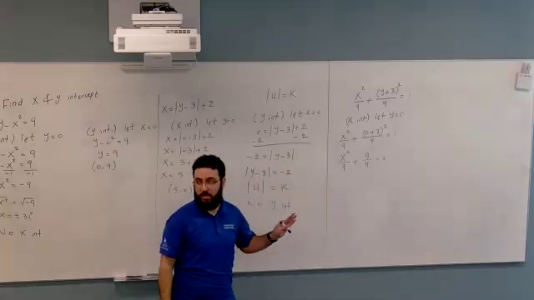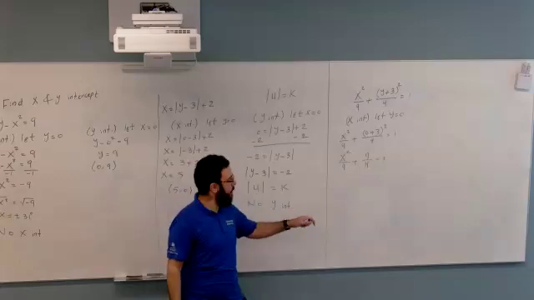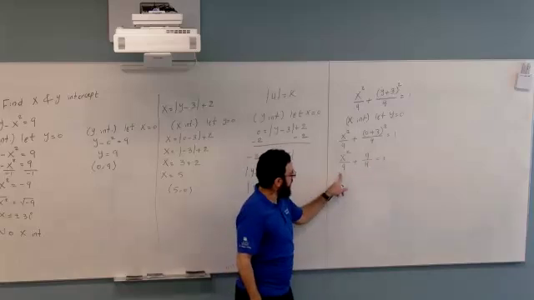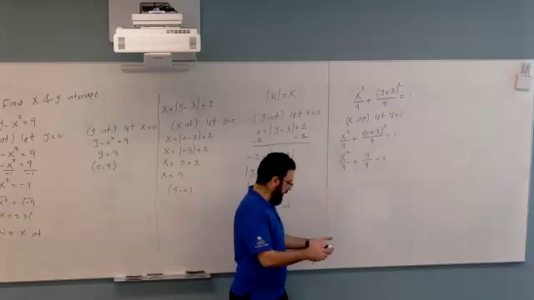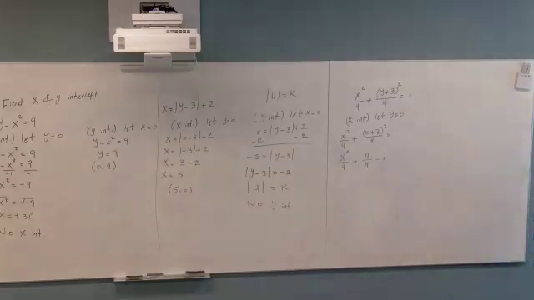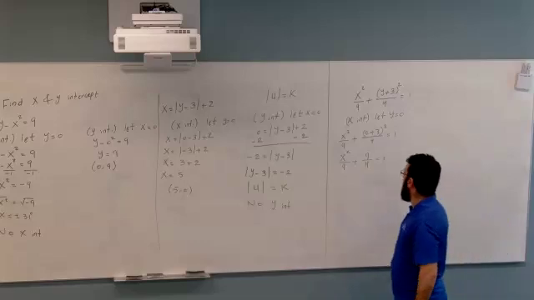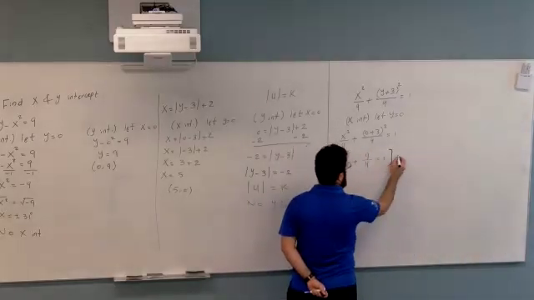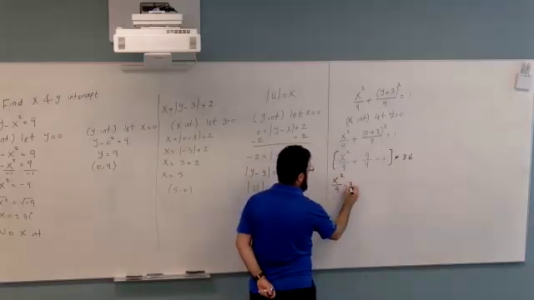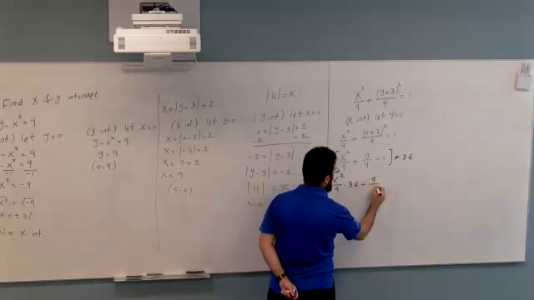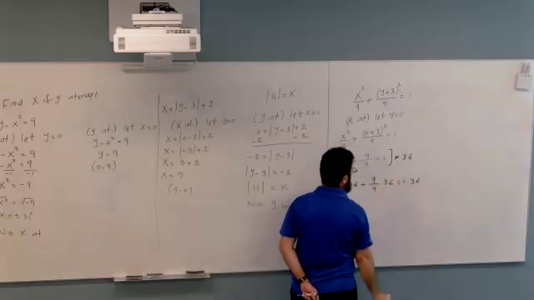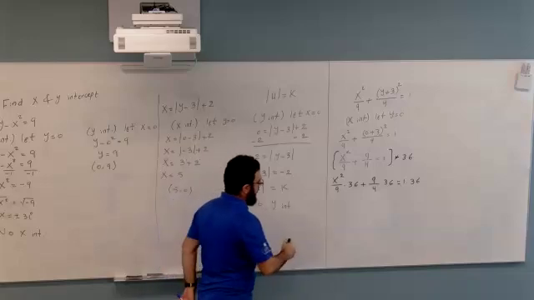I didn't think about that, but it should work. I was just thinking of moving the 9 over to the other side. But what's the least common denominator? 36. Okay, let's multiply everything by 36. X squared over 9 times 36, 9 over 4 times 36, 1 times 36. Is that okay? Simplify it.